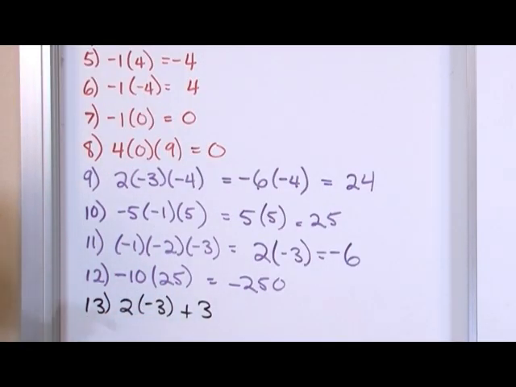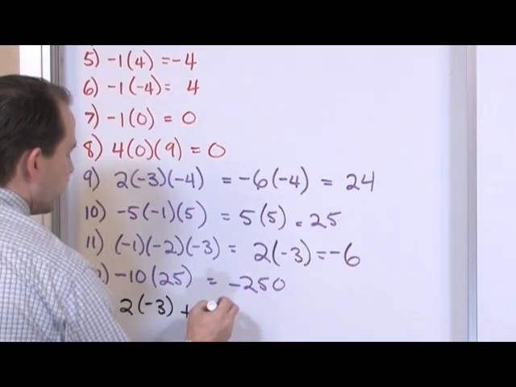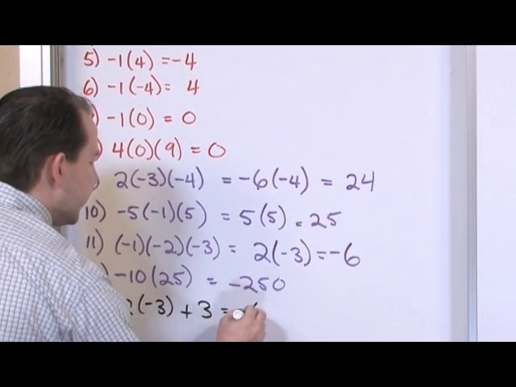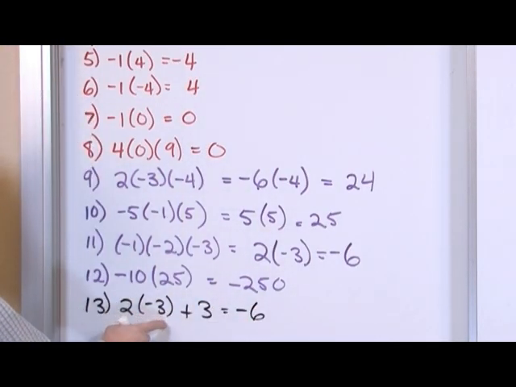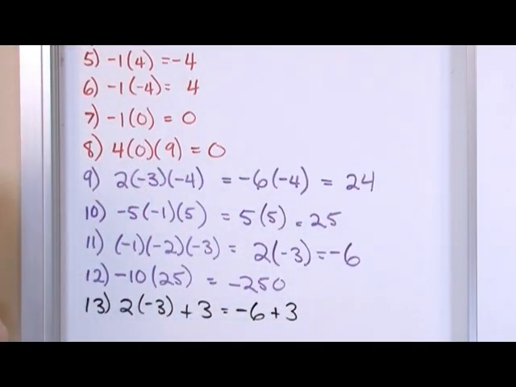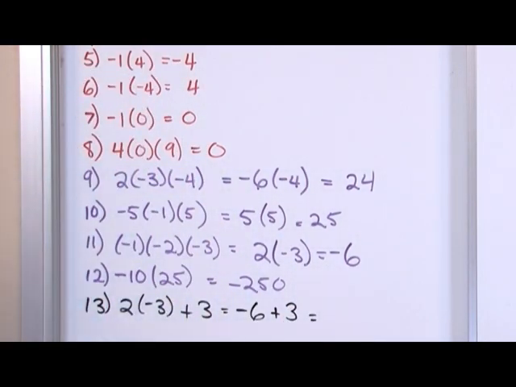So the first thing we have to do here is multiply these. And we're going to deal with this addition later. So 2 times negative 3 gives us negative 6 because the signs are different. 2 times 3 gives us 6, but we still have to add this 3 to it because we haven't done that yet. Now you have an addition problem from before.